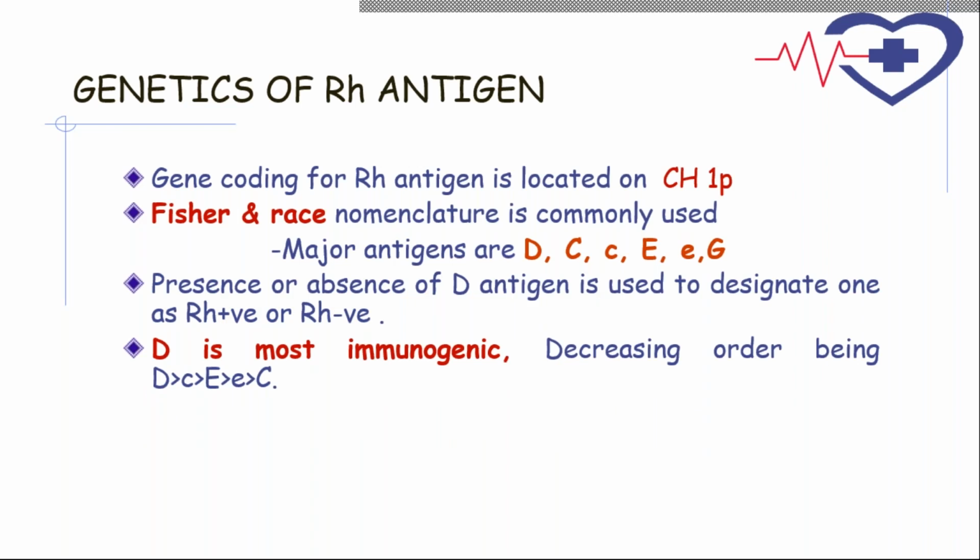Coming to genetics of RH antigen, it is located on the short arm of chromosome 1, and the nomenclature which we use commonly was given by Fisher and Race, who have defined the 6 major RH antigens, that is D, capital C, small c, E, small e, and G. Now, presence or absence of the D antigen is used to designate whether a woman is RH positive or RH negative. Out of all these major antigens, D is the most immunogenic.